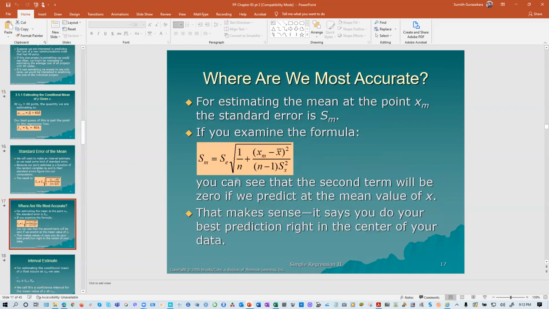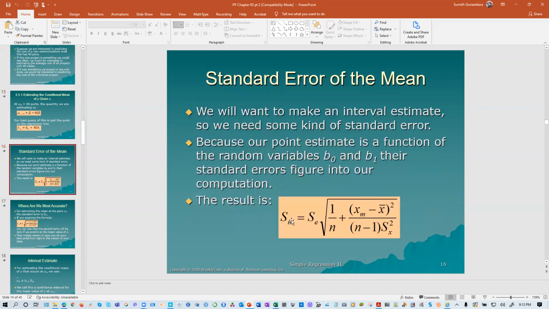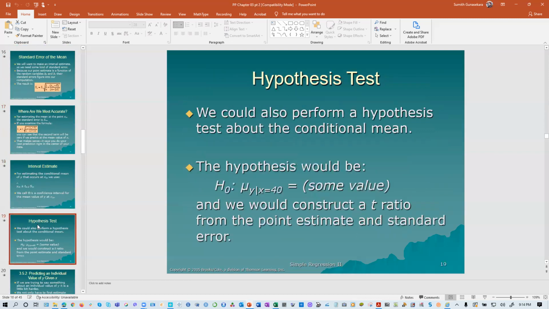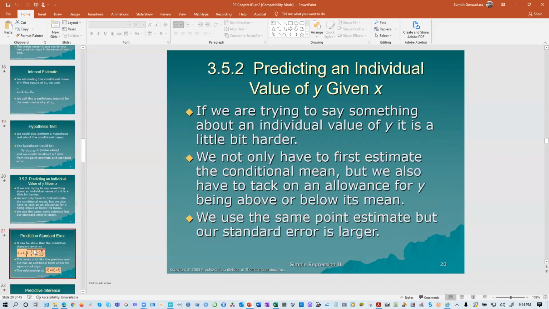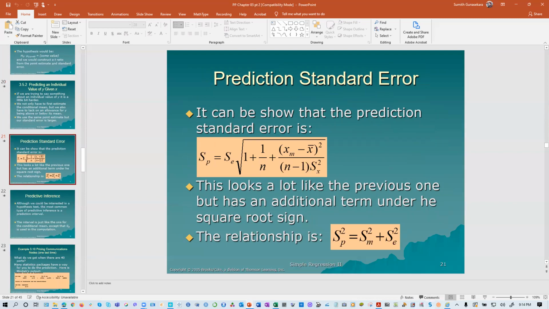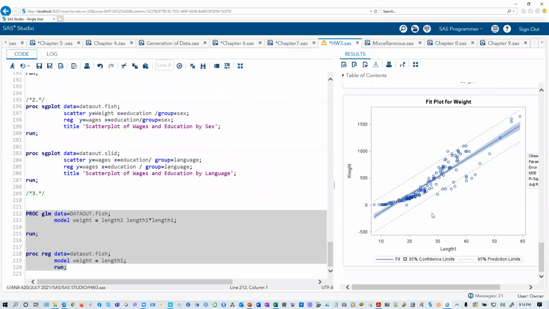They have this one, 1 over n, and this part, xm minus x bar. We saw that one. That's the individual one, not this one. For the individual one, they have added another term here. So this is the prediction standard error, and that's the prediction interval. These are called the confidence interval. So there are two lines going over here: the prediction one and the confidence one.